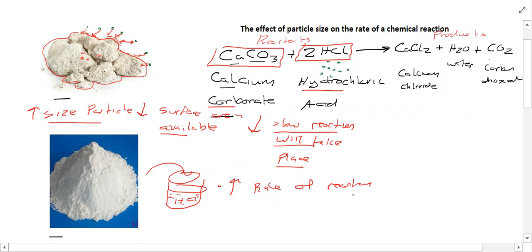Why will you have a much faster rate of reaction? Because with smaller particles like this, when they're ground up, you have a bigger surface area.